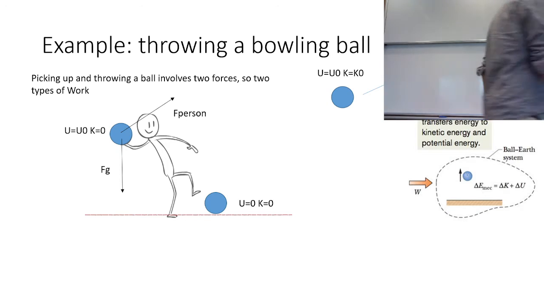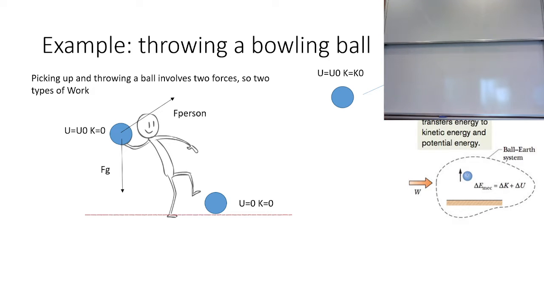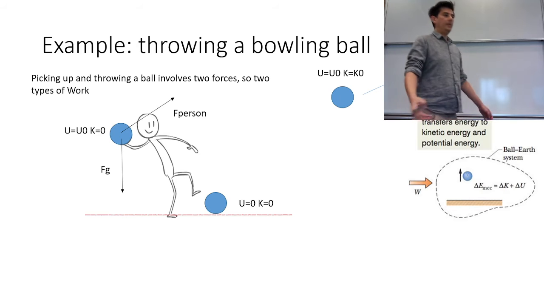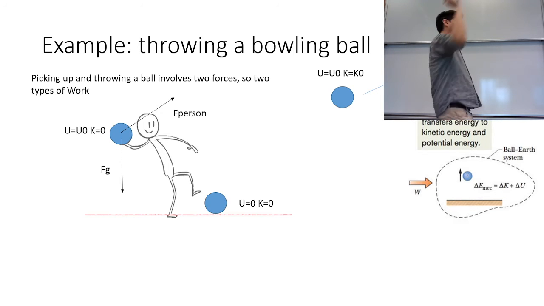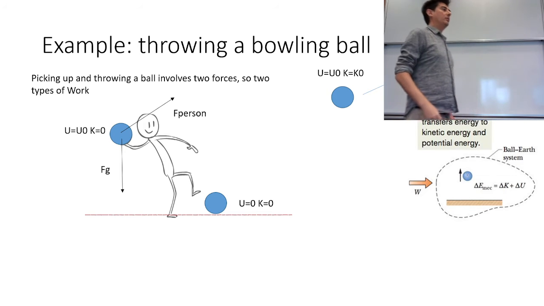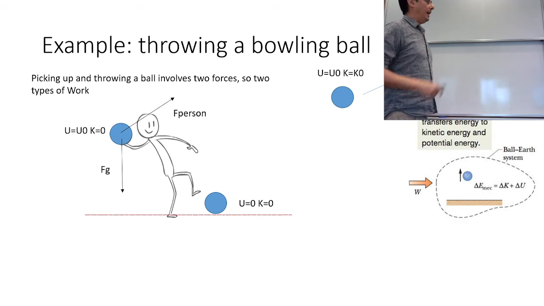Okay, another example is if somebody is picking up a ball and then throwing it. Picking it up gives it potential energy, throwing it gives it kinetic energy, so of course there's an overall gain in the mechanical energy of the system.